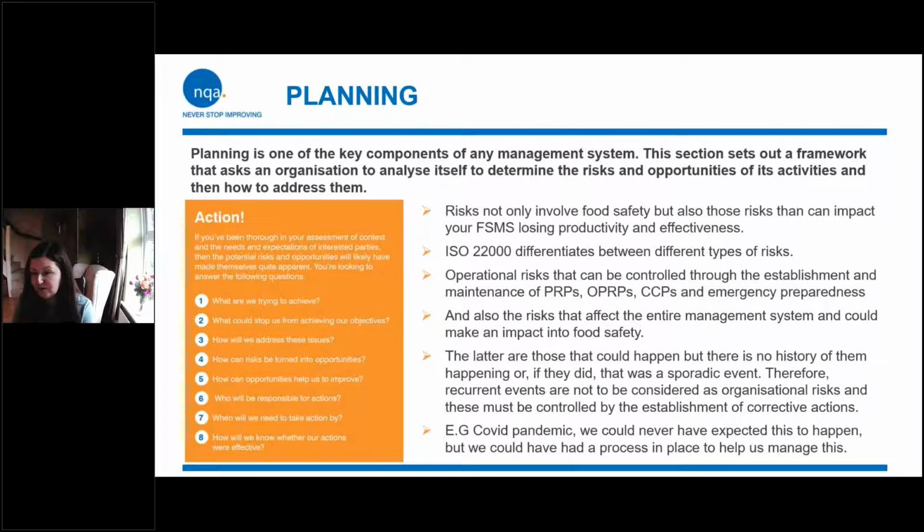So then as we move on, we are going to plan what it is we're actually going to do. So we know our scope. We now need to know how are we going to do it? What do we need? And this section is asking you exactly that. So what are you trying to achieve? What could stop you from achieving your objective? How are you going to address that? Can you turn your risks into opportunities? Who's responsible for turning those risks into opportunities? Who needs to take action? And how are you going to check whether those actions are effective?